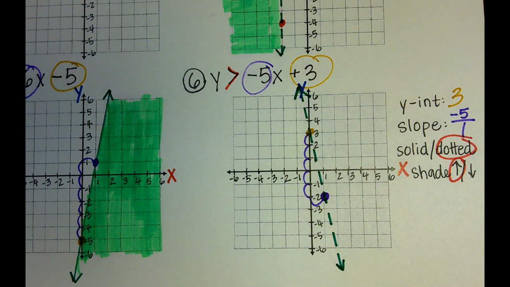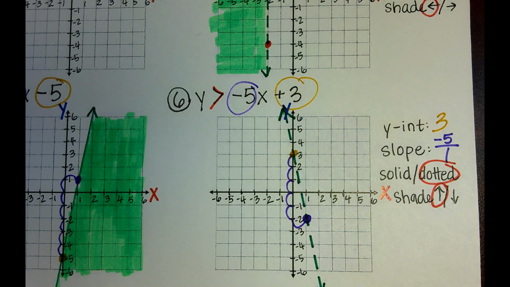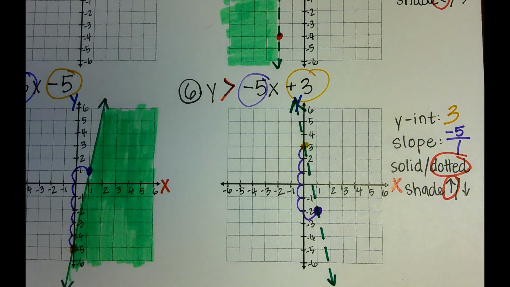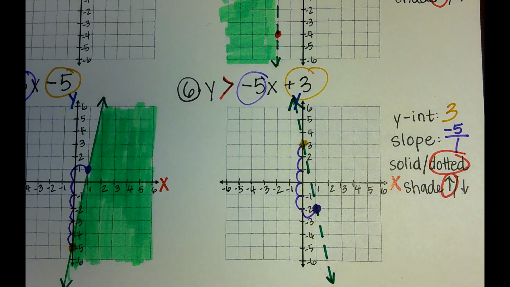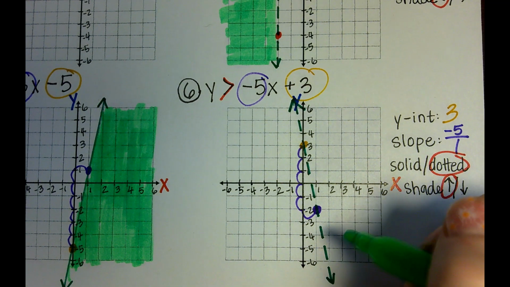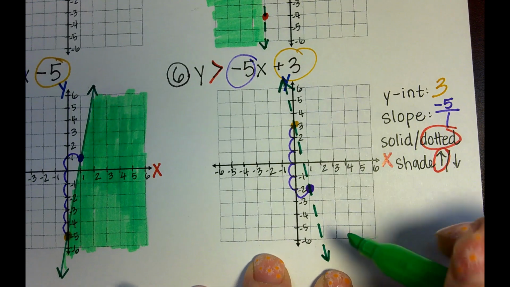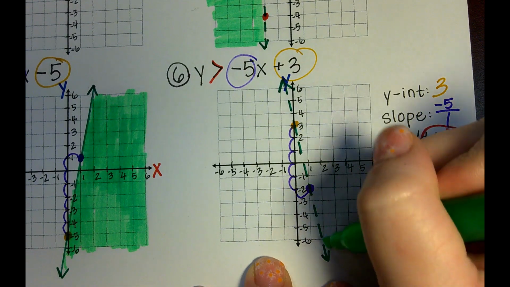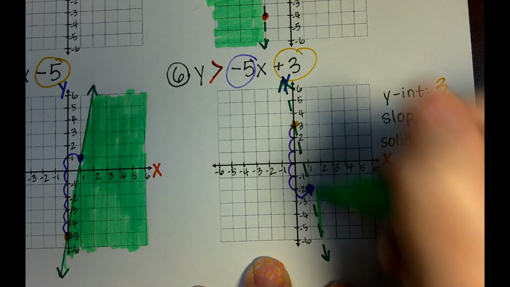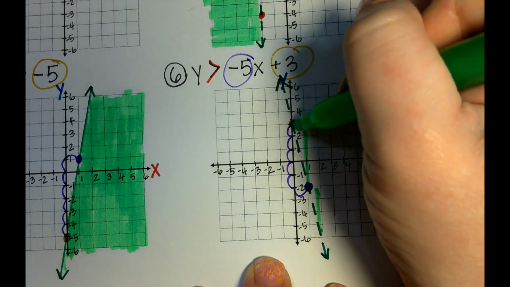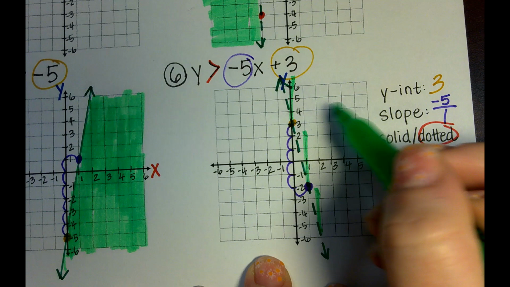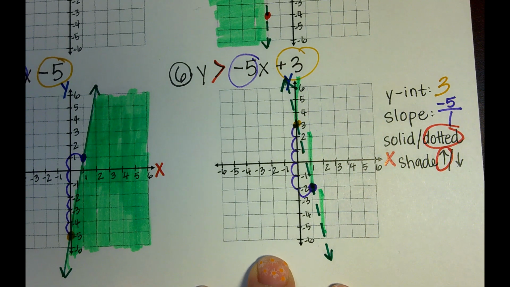Okay. Now, here's another one that's a little tricky to shade because we've got a very steep slope. So I'm going to tell you to do the same thing we did on number 5. We're shading up here, right? So I would go from any point on your line and think about where is above that line. If I'm starting here, up. Starting here, up. Starting here, up. So I'm actually shading to the right again.